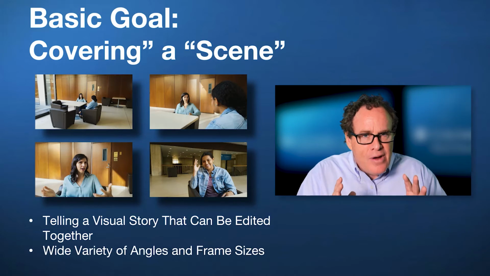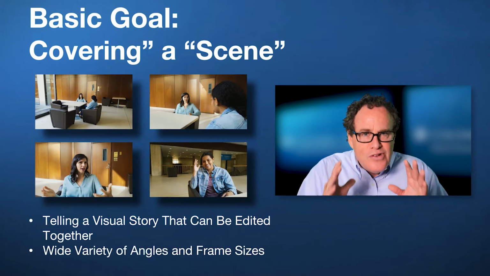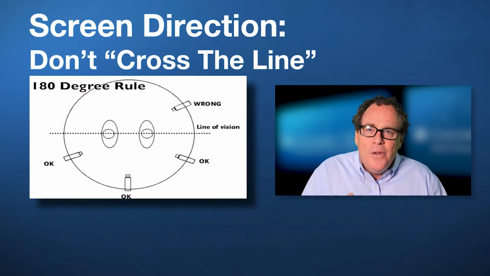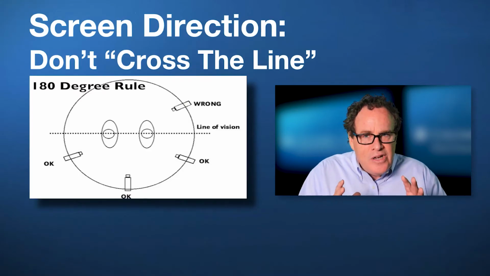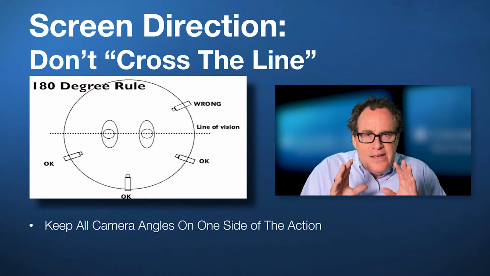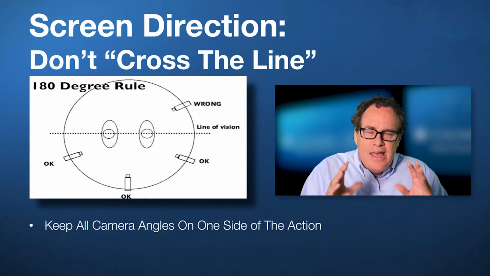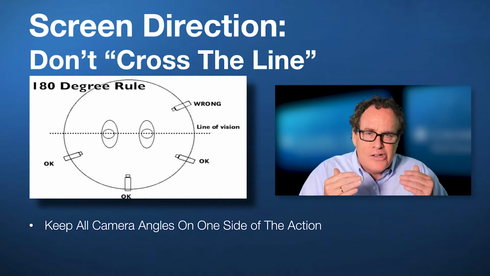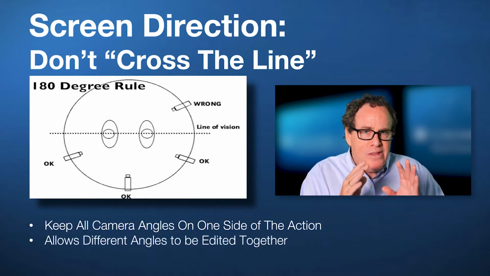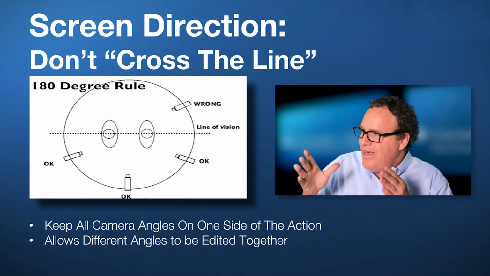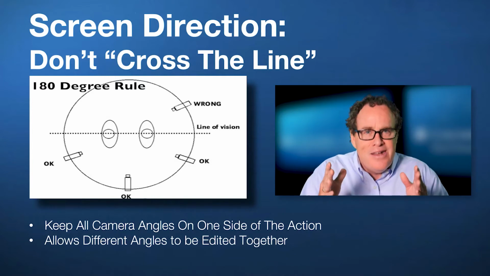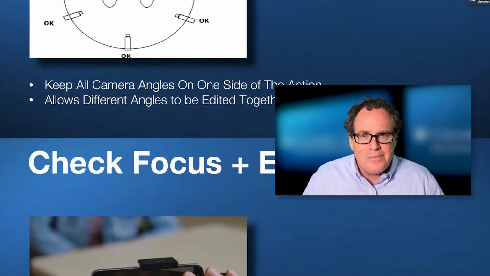We'll think about camera angles and positioning, and the key is how can you tell a story that visually makes sense to the viewer. One of the key concepts is screen direction, or not crossing the invisible line. The idea is to draw a line through the scene and put all the cameras on one side of the action. This way, people on one side are looking one way and looking the other way on the other. When you edit it together, it makes sense.